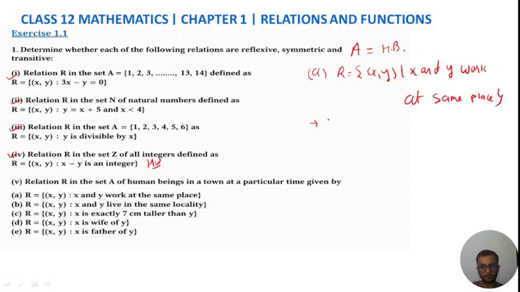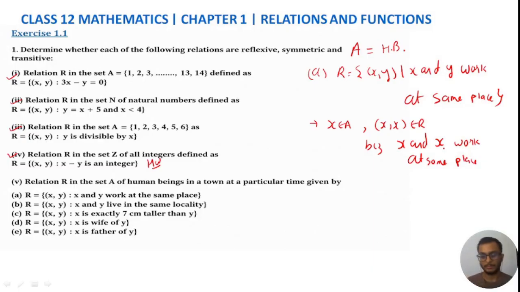As you can see, if I pick any x from A, that means any human being, then of course (x, x) will be in R. Why? Because x and x will of course work at the same place, because they are the same person. Hence (x, x) is in R for every x we pick from A, that is for every human being. Hence R is reflexive.